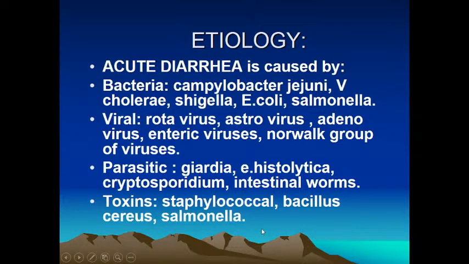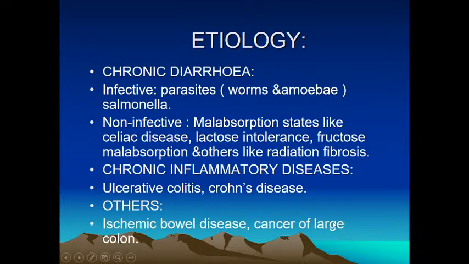So what is acute diarrhea? What are the causes? The causes of acute diarrhea we have mentioned. Bacterial causes are Campylobacter jejuni, Vibrio cholerae, Shigella, E. coli, Salmonella. Viral are rotavirus, astrovirus, adenovirus, enteric viruses, and pneumoviruses. Parasitic being Giardia, Entamoeba histolytica, Cryptosporidium and intestinal worms. And toxins such as Staphylococcal, Bacillus cereus and Salmonella.